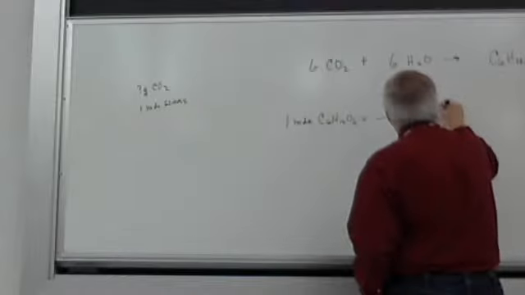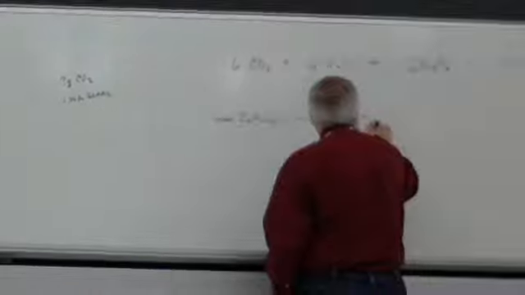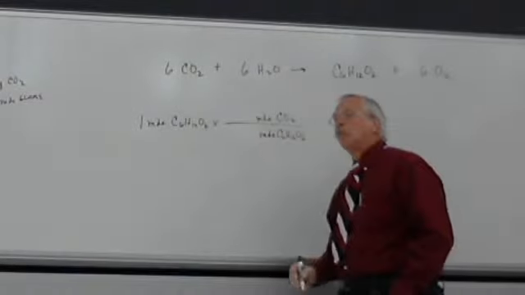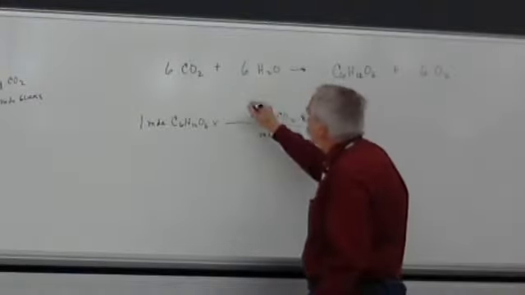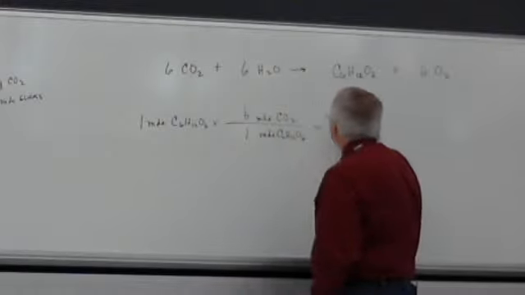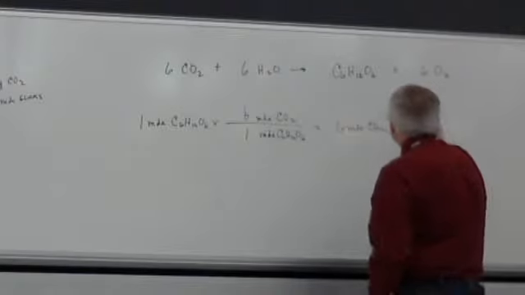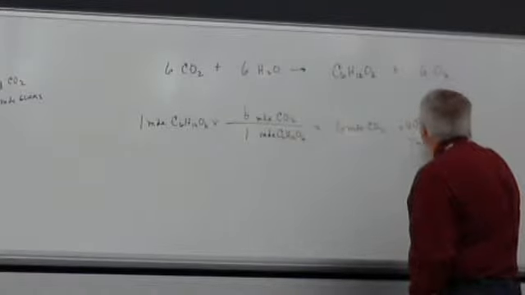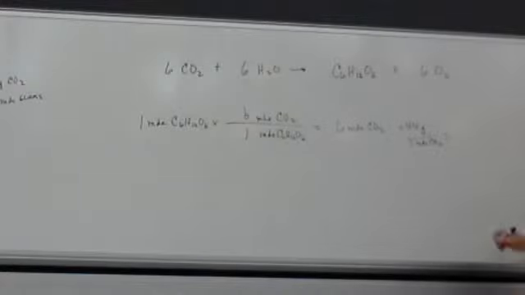So we write down mole of carbon dioxide over mole of glucose, and the ratio between those comes straight from the balanced equation. So that's a 6 to 1. And so we end up with 6 moles of carbon dioxide, and they want grams. So we take 44 grams per 1 mole of carbon dioxide, and we get 264 grams of carbon dioxide.